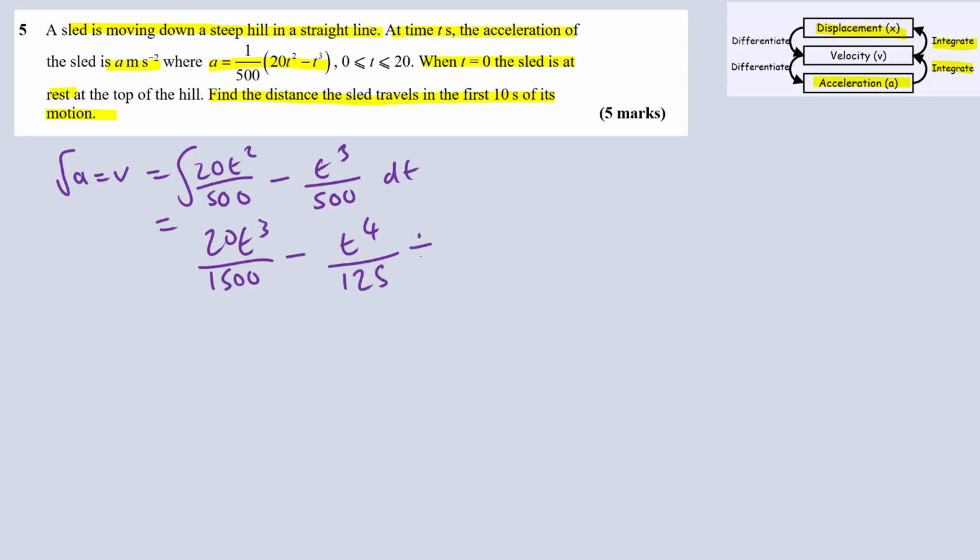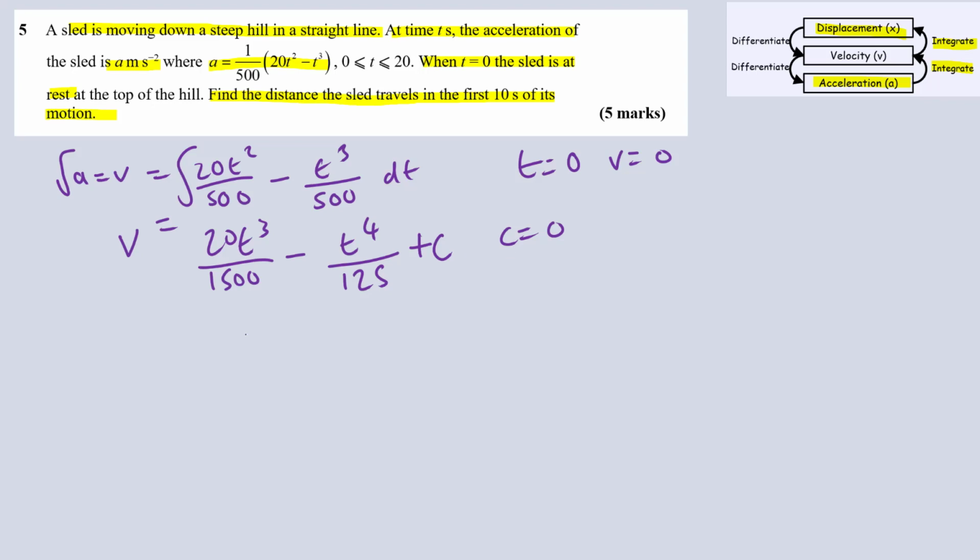Plus c. Now we know when t equals 0, v equals 0, and this is going to now give us our v. So when t equals 0, that's going to be 0, and c equals 0. So when t equals 0, v equals 0, c equals 0, there's no constant, makes it nice and easy.